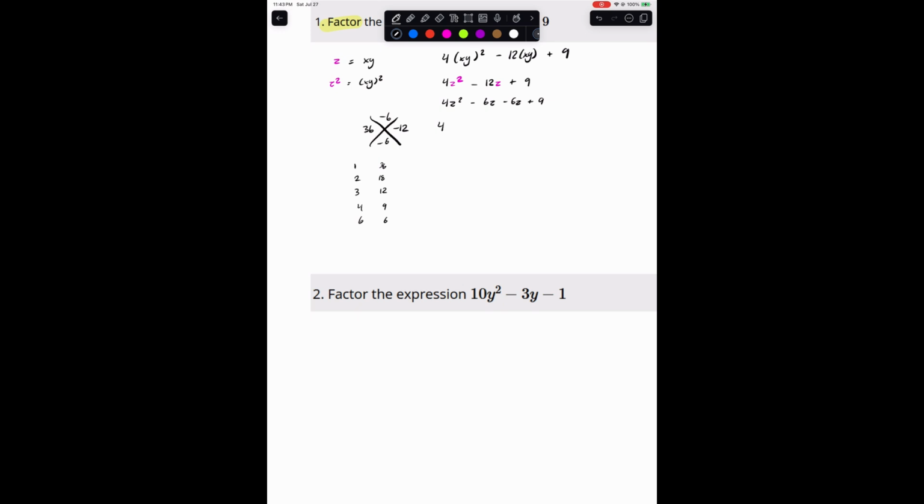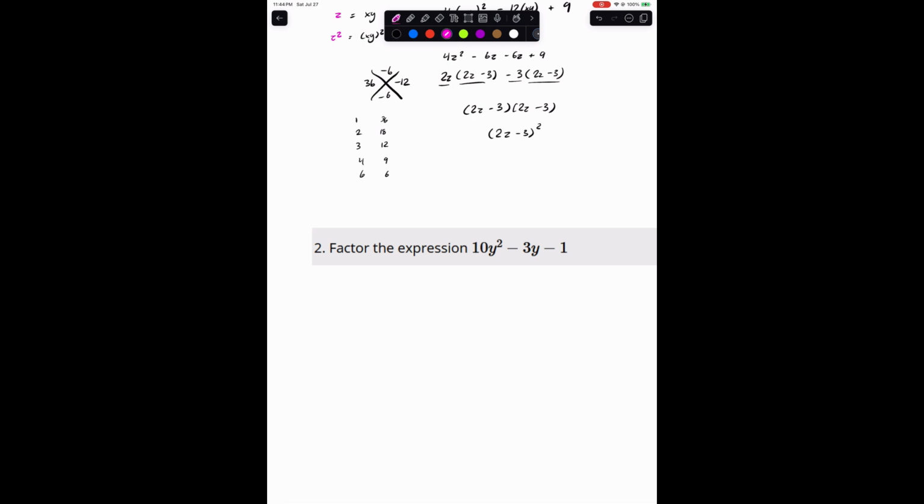We can take out a 2z from the left side, and we get 2z minus 3. And we can take out a negative 3 from the right side, and we get 2z minus 3 left over. Common factor, group that out, and then we add the rest. These are the same factors, so you can write 2z minus 3 squared.